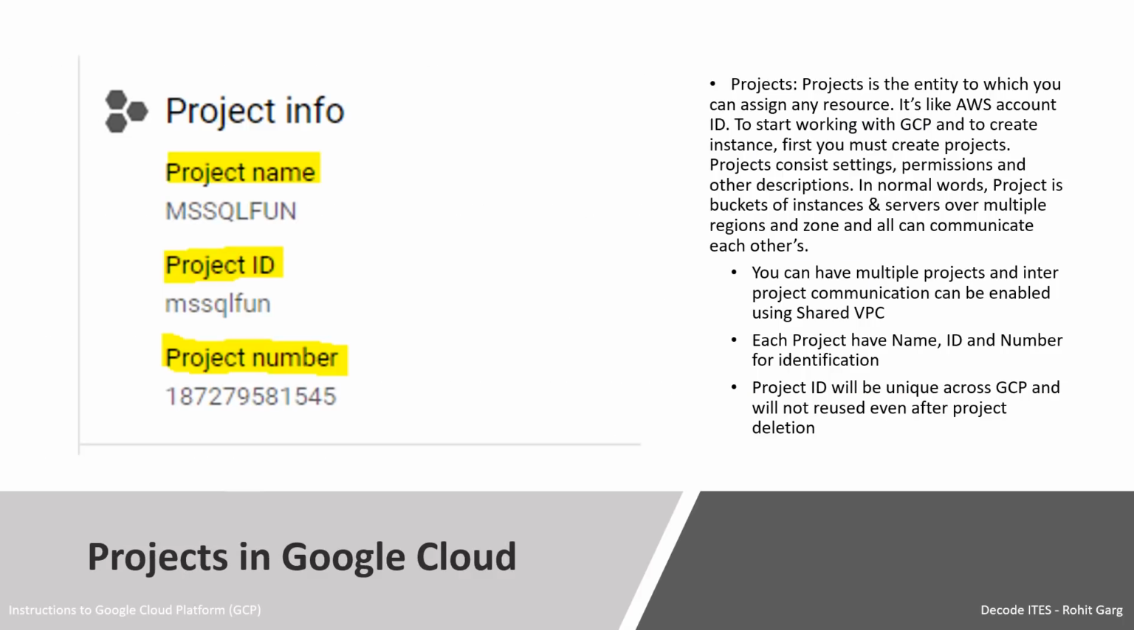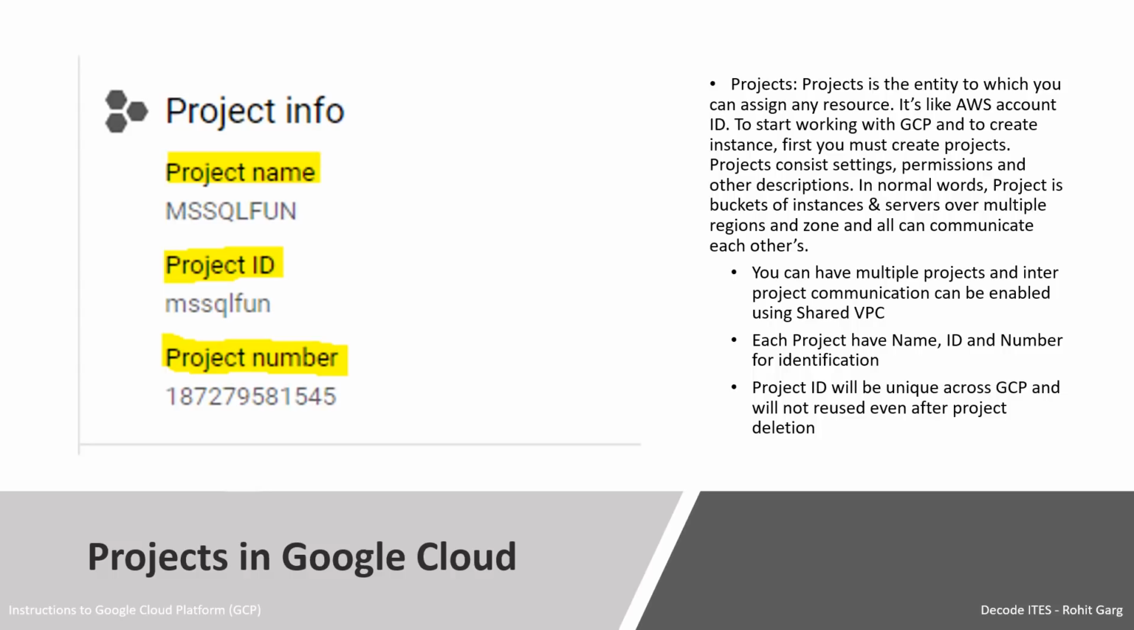Projects in Google Cloud. A project is the entity to which you can assign any resources. It's similar to an AWS account ID. To start working with GCP and to create instances, first you must create a project. A project consists of settings, permissions, and other descriptions. In normal words, a project is the bucket of instances and servers over multiple regions and zones that can communicate with each other.